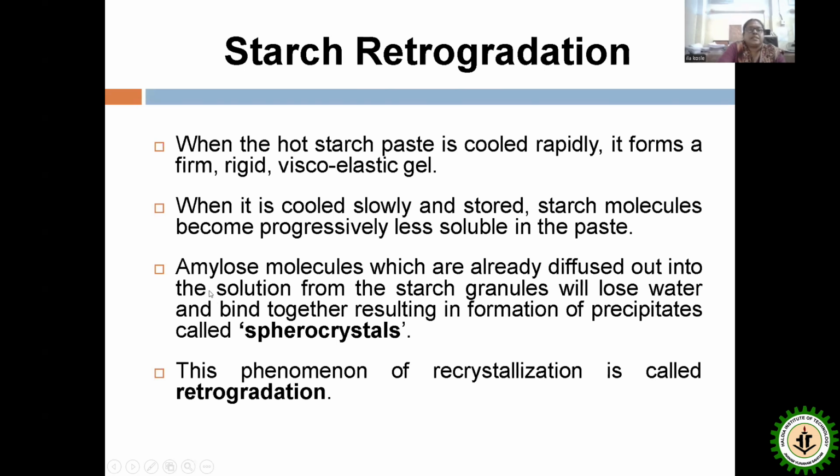In this case, the amylose molecules, which have already diffused out from the granule into the solution, start to lose water and bind together, resulting in the formation of some precipitate. These precipitates are known as spherocrystals. And the phenomenon of this crystal formation or recrystallization is known as retrogradation.